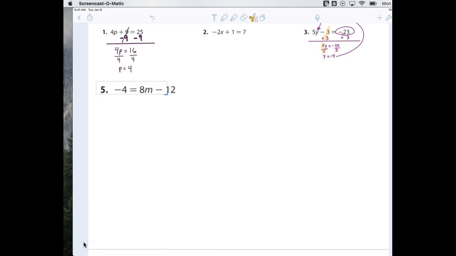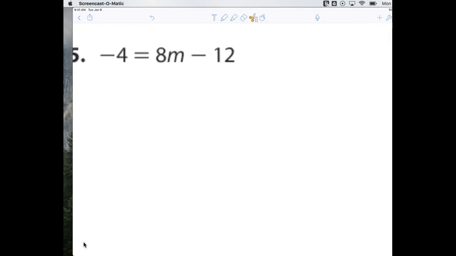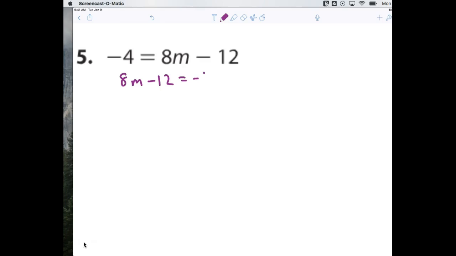All right? So here we go. For number 5. Now, do I really like it set up like that? No. So instead of setting it up like that, just write it as what? 8m minus 12 equals negative 4. Exactly. Now, some of you are saying, well, I'll just leave it like the other way. That's okay. But to me, this way is a little bit better.